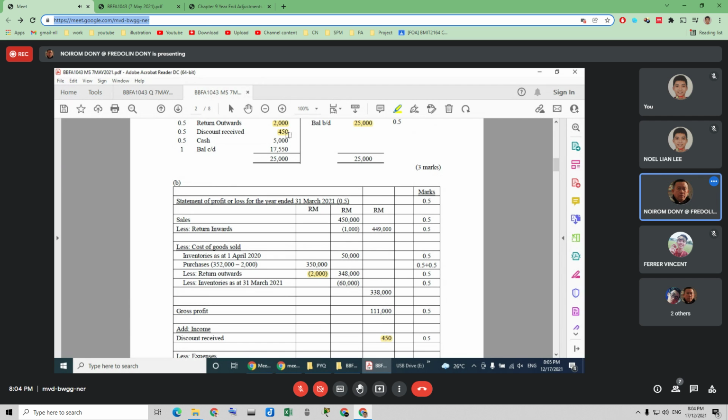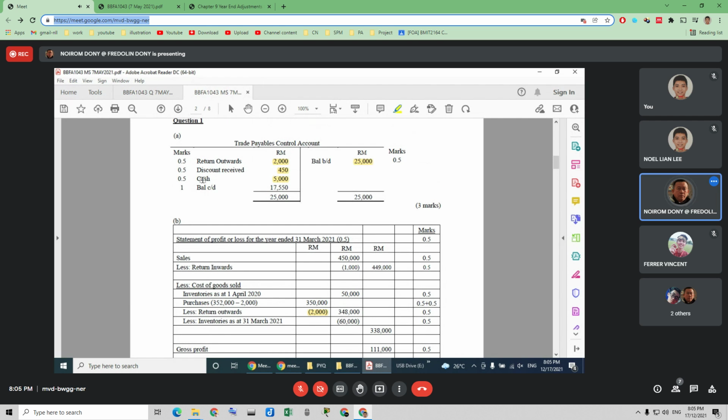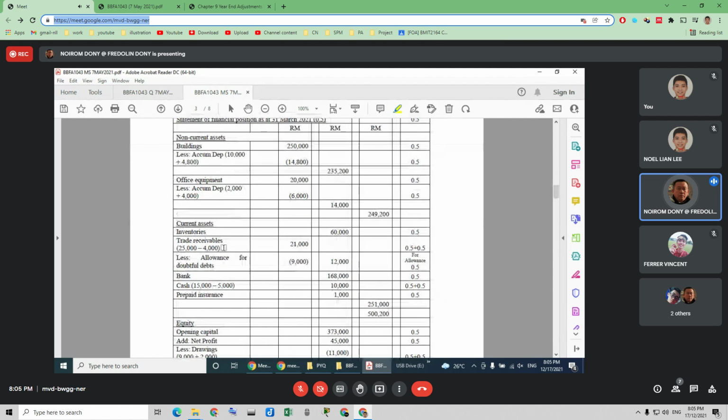And cash payment, 5,000 to trade supplier, have all not been recorded in the books. Okay, so this is the payment made by the business. An amount of 5,000 was not recorded. So how do we record? We debit the trade payable control account and then we credit cash account. So meaning to say your cash in the current asset, you have to reduce with the same amount. So this is crediting. This is credit.